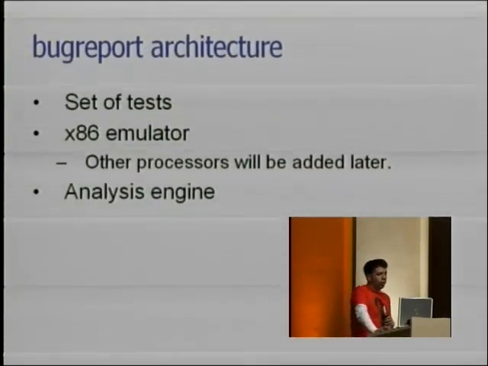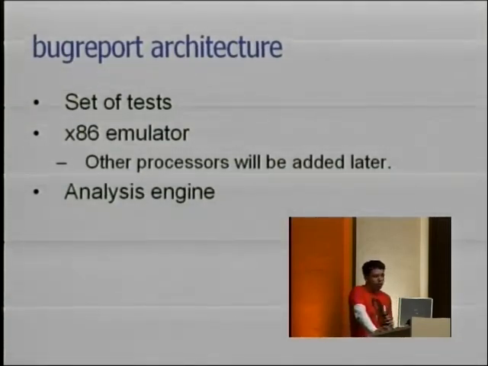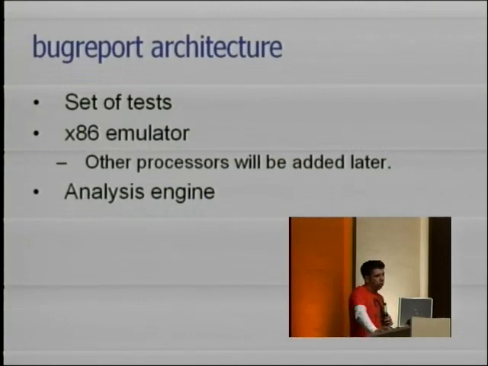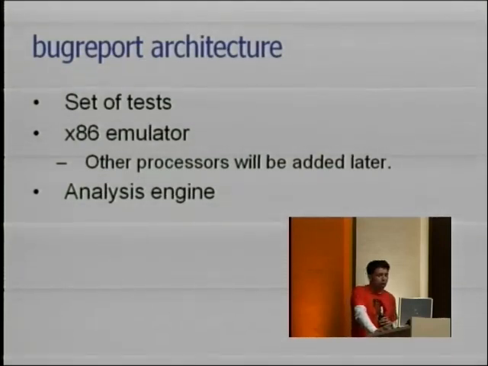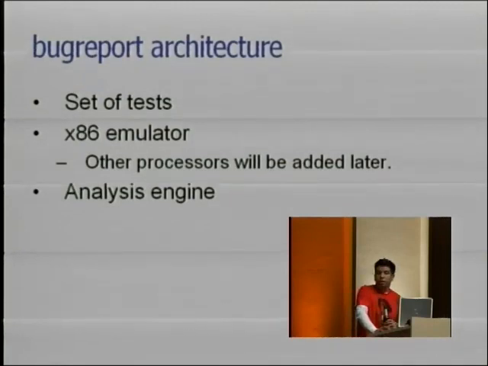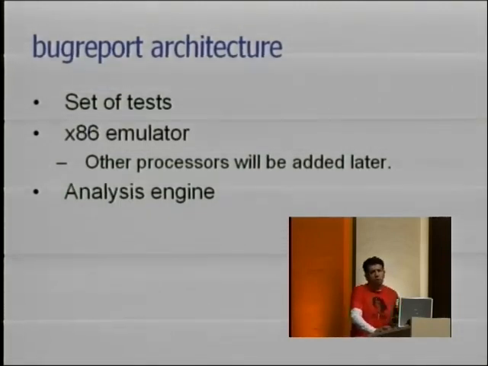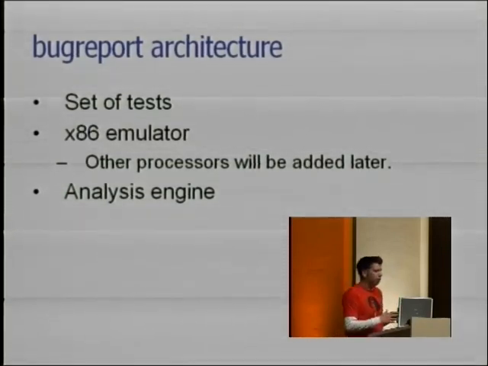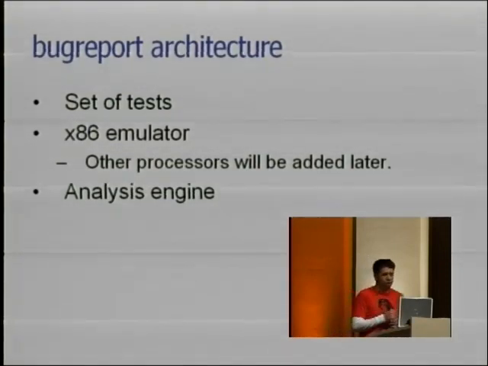So this is the architecture. Basically, it's a set of tests that is part of the project. They're all part of this version tree, so you can check those out and see how they work. Then there's a core x86 emulator that's separate from the analysis engine, because we want to be able to do, let's say, ARM later on and different processors. So we're really trying to modularize it so that analysis and the processor-specific code are separate from each other.